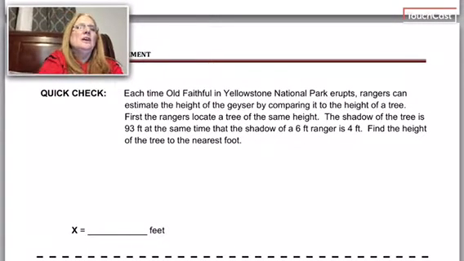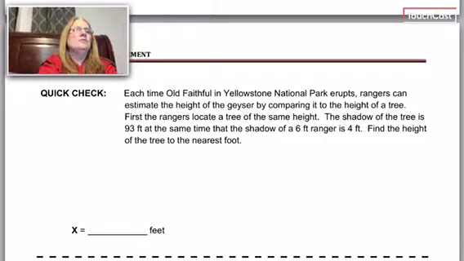Quick check. Each time Old Faithful in Yellowstone National Park erupts, rangers can estimate the height of the geyser by comparing it to the height of a tree. First, the rangers locate a tree of the same height. The shadow of the tree is 93 feet at the same time that the shadow of a 6-foot ranger is 4 feet. Find the height of the tree to the nearest foot, which would be the height that the geyser rose. So again, I would try and pause and do this myself.